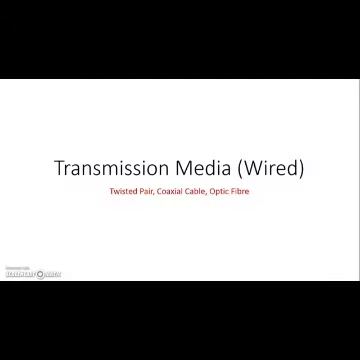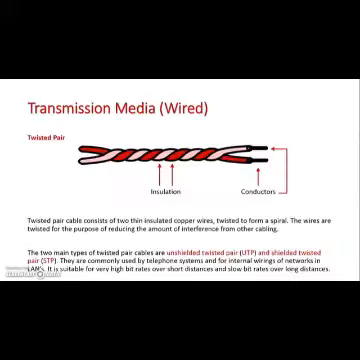We're now going to look at transmission media, including twisted pair, coaxial, and optical fiber types of cabling. Firstly, we're going to look at twisted pair, which may be either shielded or unshielded. Twisted pair cabling consists of two copper wires twisted together. These wires are twisted for the purpose of reducing the amount of interference coming from other types of cabling. The twisted cables are insulated in order to protect them and reduce interference, and contain conductors on the inside.